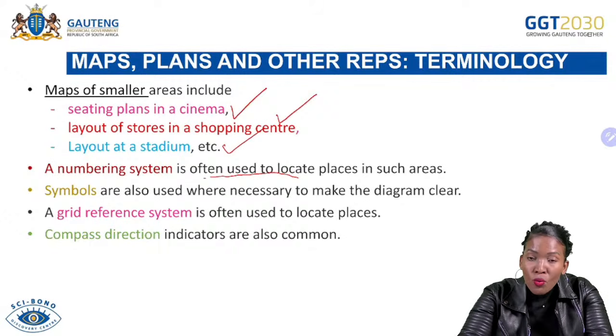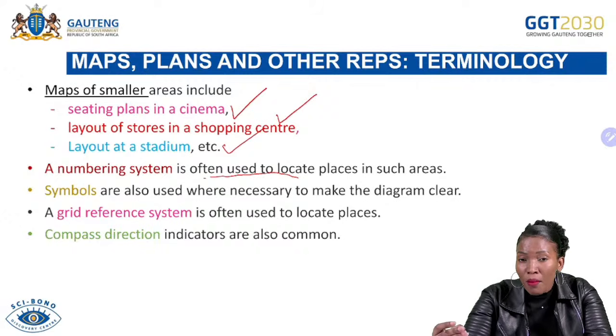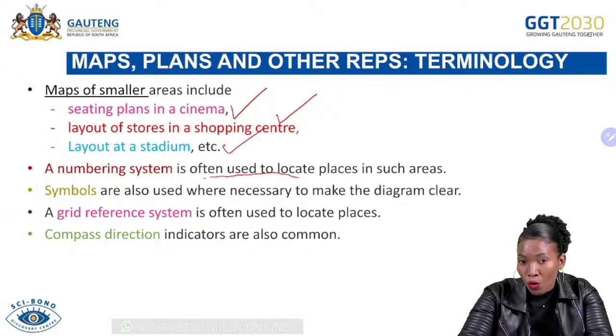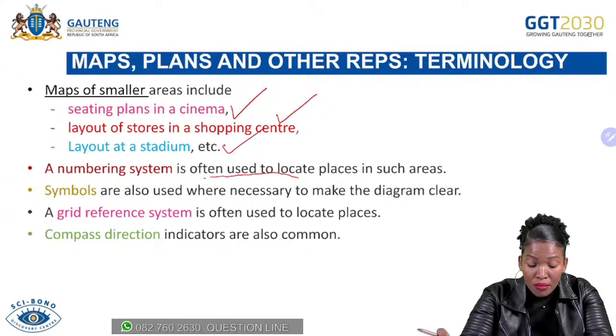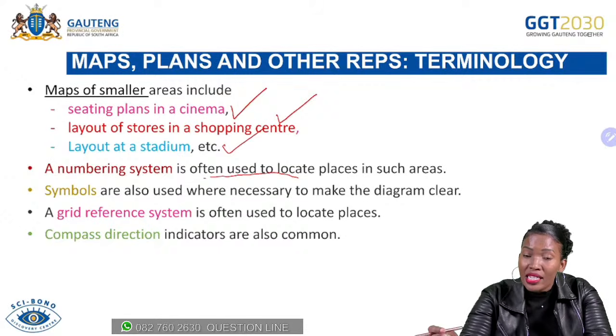Symbols are also used where necessary to make the diagram clear. If, for example, you are dealing with a layout plan of a school hall, there should be some symbols that are given on the side to indicate that if you are looking for bathrooms, this is the symbol that you are looking for. If you are looking for the windows, this is the symbol for windows. This is the symbol for a door. Or if maybe you are looking at the sitting plan of a plane, they will show you that this is a symbol for a chair, this is a symbol for the door, this is the symbol for the bathroom. So symbols are very important when it comes to the sitting plans or the layout plans.